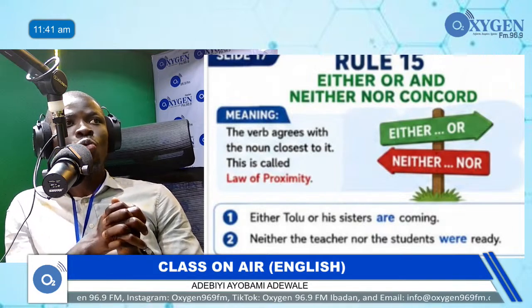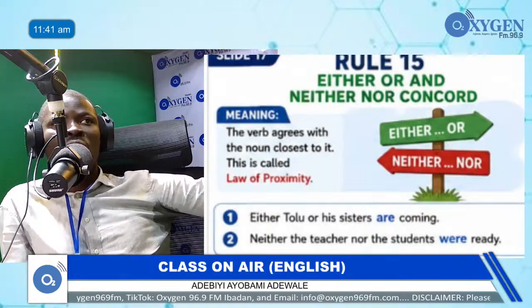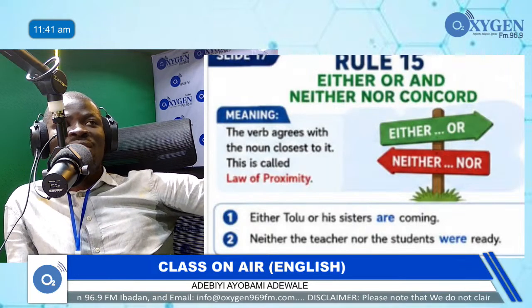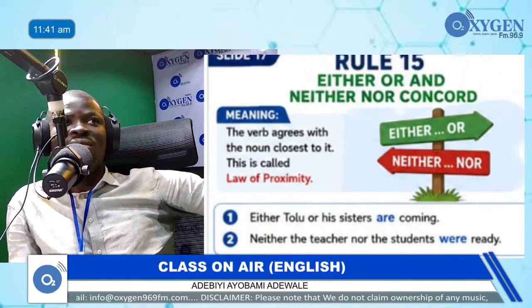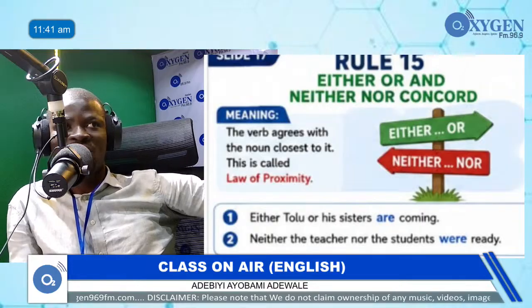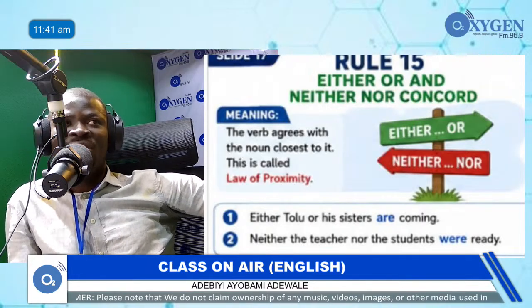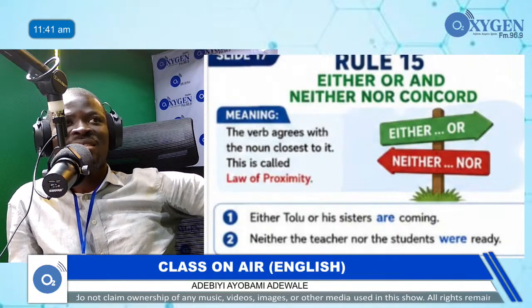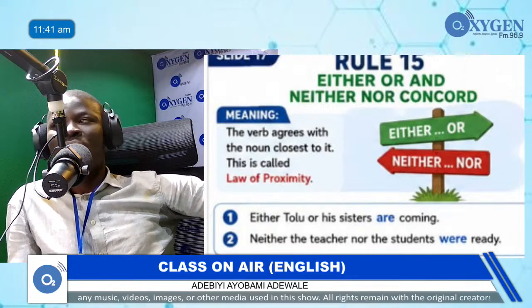Either Tolu or his sisters are coming. The first subject in that sentence is Tolu. The second subject in that sentence is Tolu's sisters, more than one person. Therefore, "are" is the correct verb because "sisters" is the subject that is next or closer to the verb. That's what we call the law of verbal proximity.